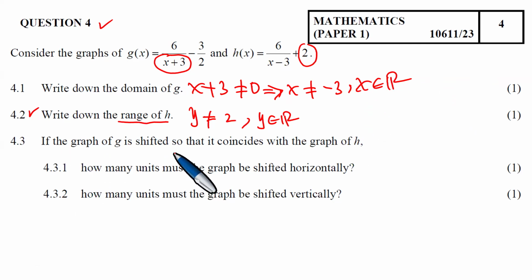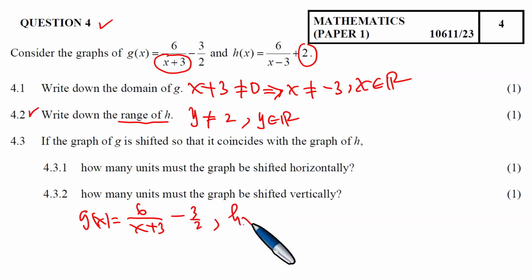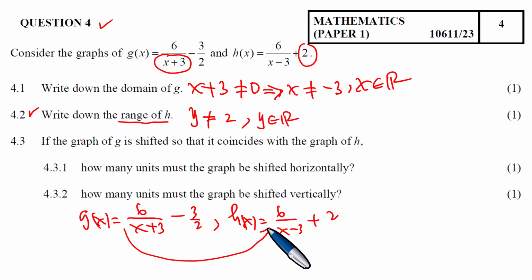If the graph of G is shifted so that it coincides with the graph of H, how many units must the graph be shifted horizontally? Okay, so they've given you two graphs. The graph of G is 6 over x plus 3 minus 3 over 2. The graph of H is 6 over x minus 3 plus 2. If the graph of G is shifted so that it coincides with the graph of H, how many units must it be shifted horizontally?